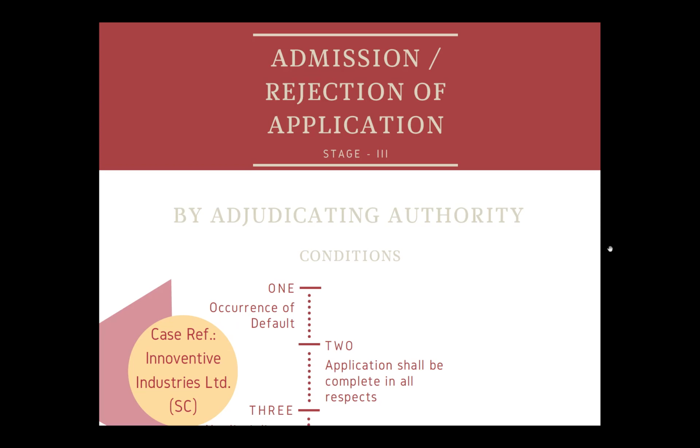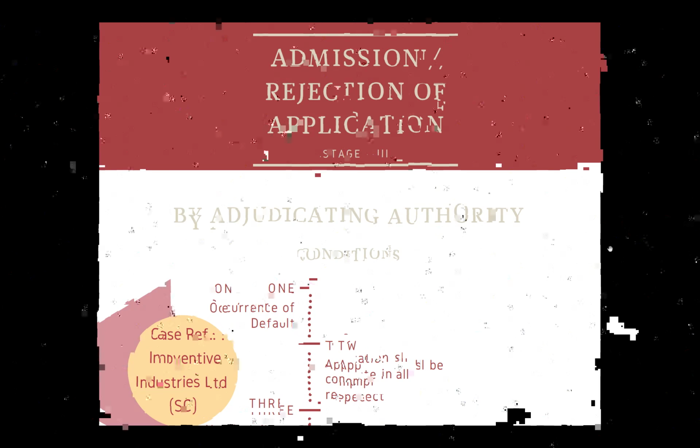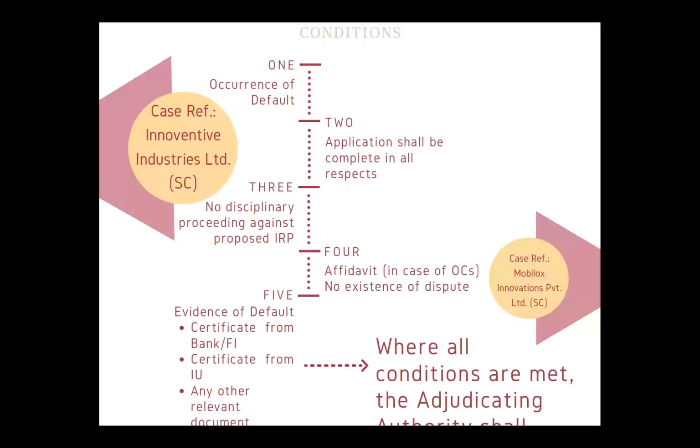The first 3 conditions are very important, because they were also reiterated in the Innovative Industries Limited case by the Honorable Supreme Court, in which case even the Honorable NCLAT opined that these 3 conditions are very important. If these 3 conditions are met, the adjudicating authority shall admit such applications; there is no discretion available to the adjudicating authority to reject in such cases. These 3 conditions are predominantly for the operational as well as the financial creditors, and conditions number 1 and 5 are tagged. So what is condition number 1?